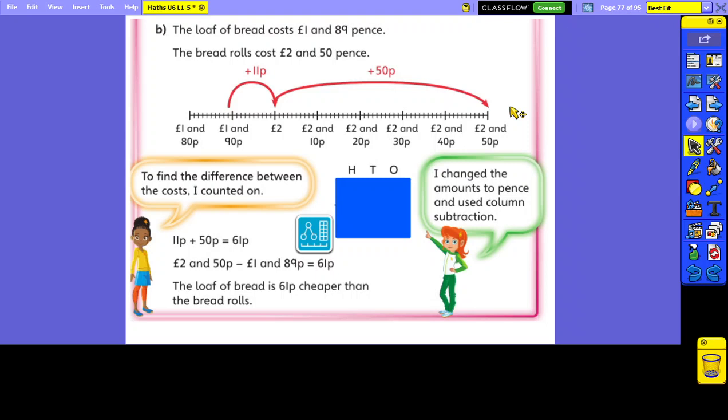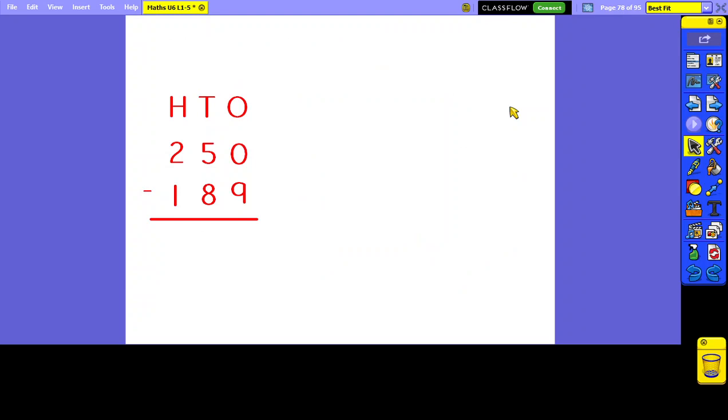To find the difference though, Flo's saying she found the difference between the cost by counting on, which is the method we've used on our number line, and this will be useful for when you go to your workbook too. Astrid here at the bottom is saying, I changed the amounts to pence and used column subtraction. So we've done column subtraction like I said before. Let's have a look at that in a bit more detail. What does column subtraction actually mean?